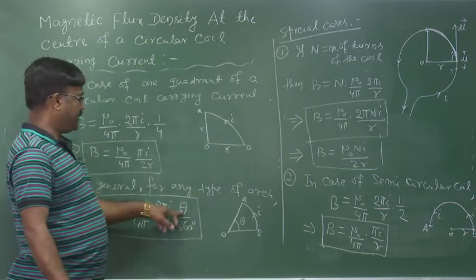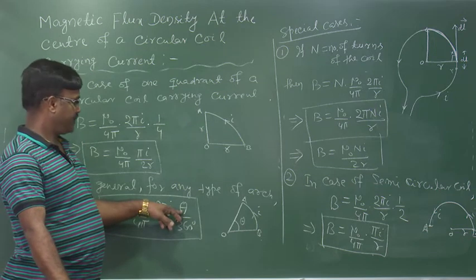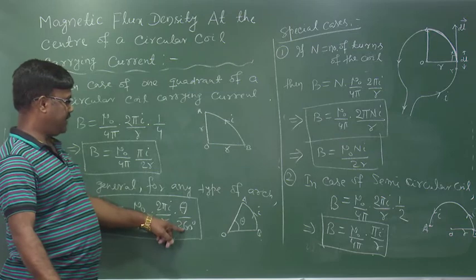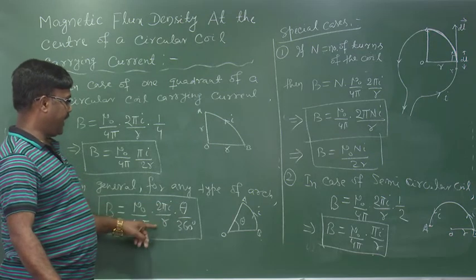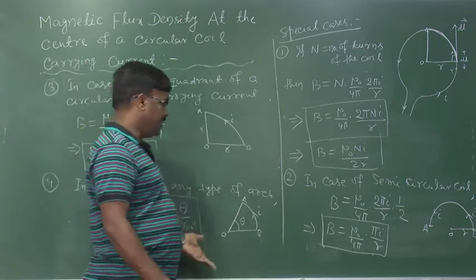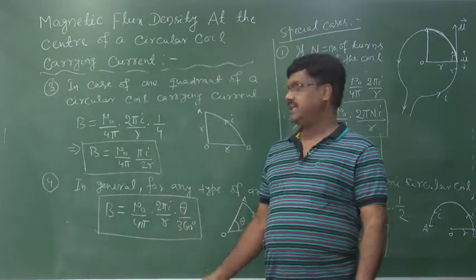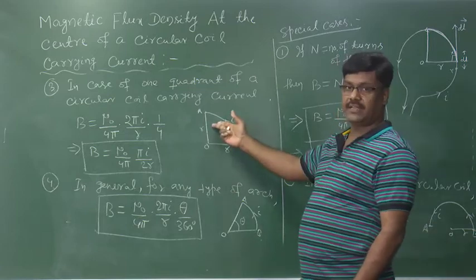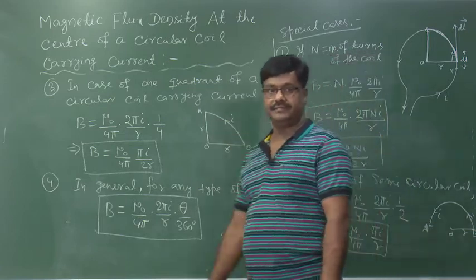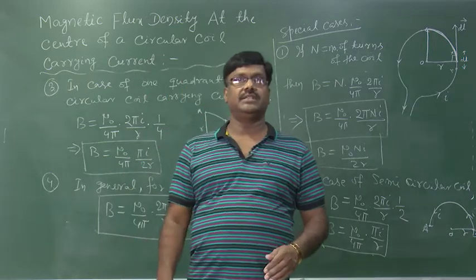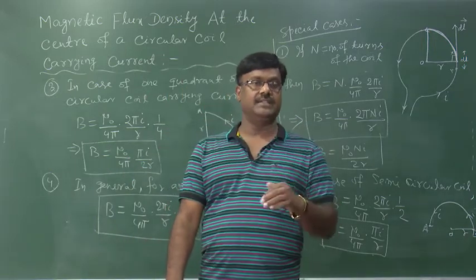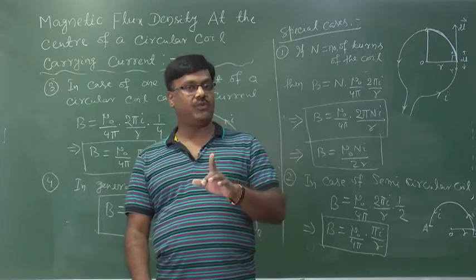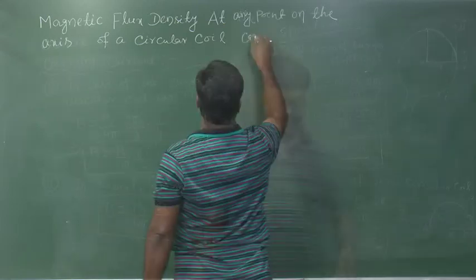For example, if theta is equal to 60 degree, this angle is 60 degree, then the value of B will be how much? 60 by 360, it is 1 by 6. So, it will be pi I by 3r. It is the general expression for a single coil having one circle or semicircle, quadrant of a circle or any angle. Now, let us calculate the field strength at a point on the axis of a circular coil carrying current.